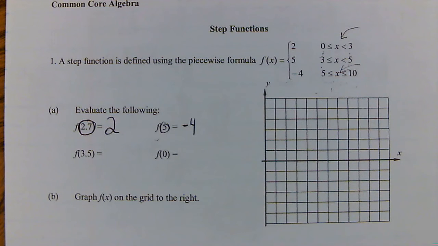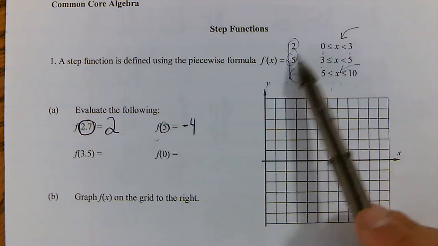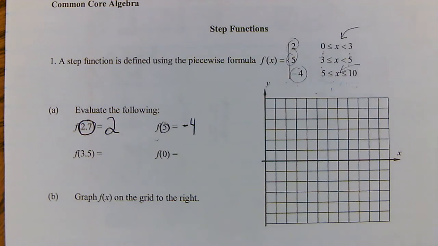So you want to look at at what point does my x value fall? Like in what range is it going to be? And then for this particular piecewise function, you can only have 3 possible outcomes. It can only equal 2, 5, or -4, depending on which range your x value is.